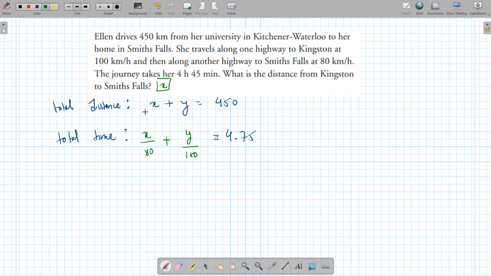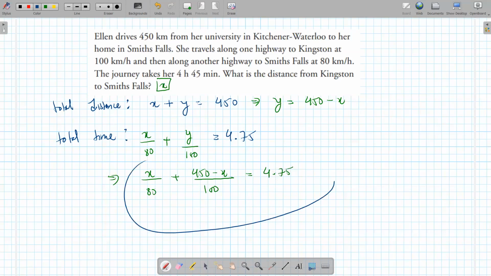Okay, so x is our missing component. So I'm going to say y equals 450 minus x. I just moved this x to the other side. Once you have your y in terms of x, you want to plug that into the second equation. So you get x over 80 plus y, which is now 450 minus x. This is the substitution component. Divided by 100 is equal to 4.75. Now we have one equation with one unknown x, which is also what the question's asking us. How do we solve this linear equation for x?